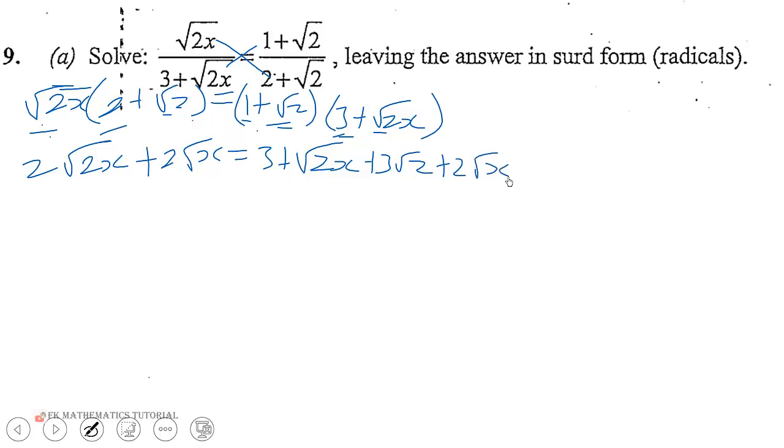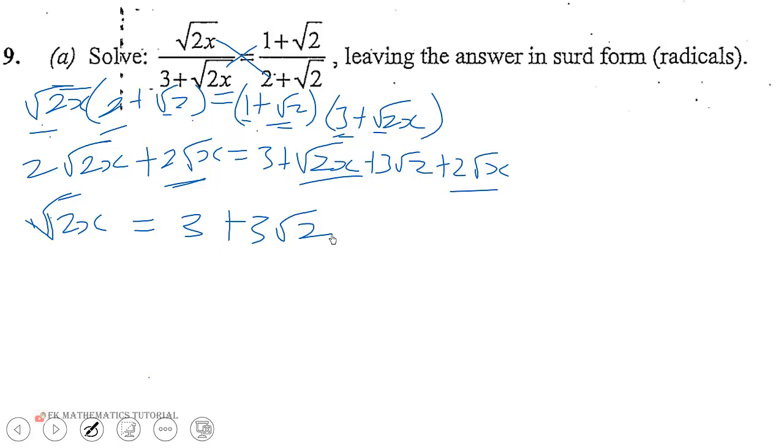So let's combine like terms. We have 2 root 2x minus root 2x. That will give you root 2x. Then we have 2 root 2 here, and we have 2 root x here, 2 root x here. They will subtract and give us 0. So this will give us 3 plus 3 root 2.